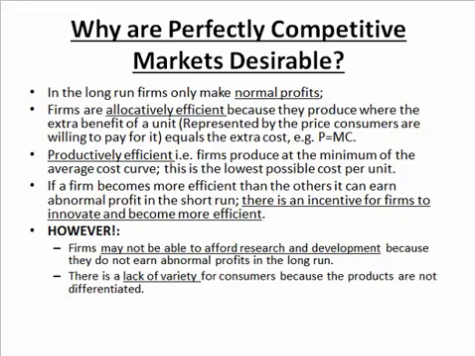If a firm becomes more efficient than the others, it can earn abnormal profits in the short run. There is an incentive for firms to innovate and become more efficient. However, firms may not be able to afford research and development because they do not earn abnormal profits in the long run. There is a lack of variety for consumers because the products are not differentiated.